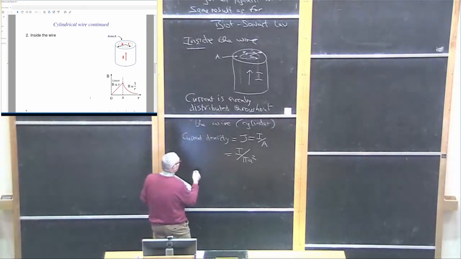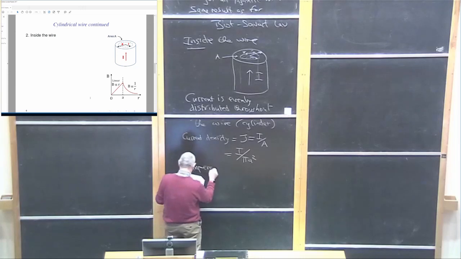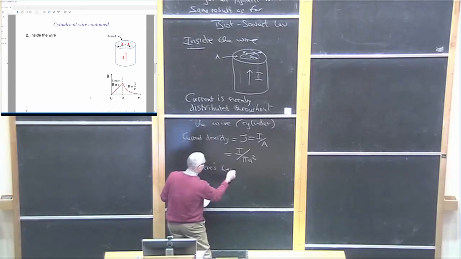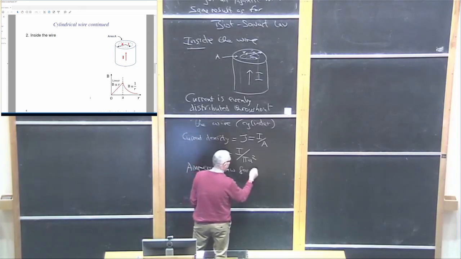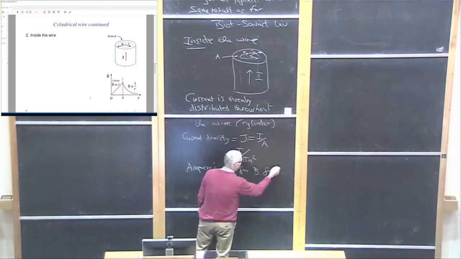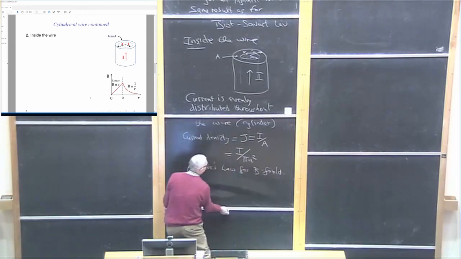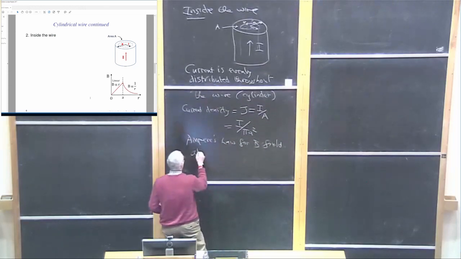So I can now write down Ampere's law for the B field at a radius r.